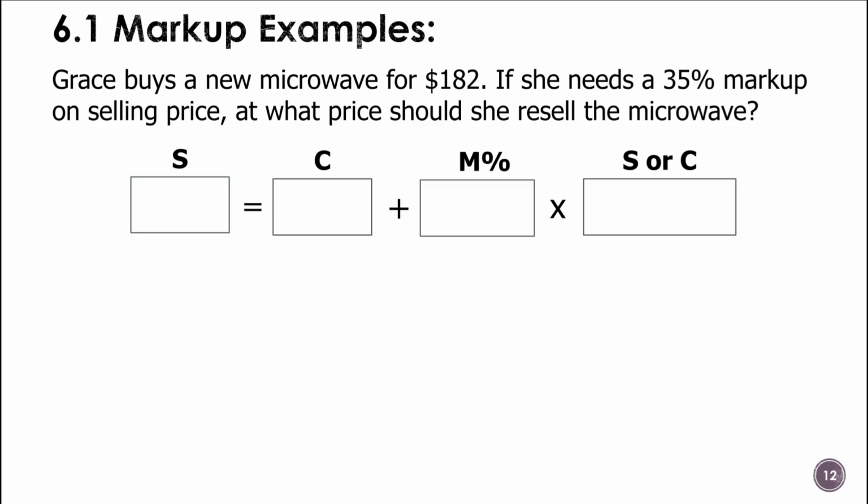All right, so here we are in 6.1 for hopefully the last video for this particular section. Let's take a look at this. Grace buys a new microwave for $182. She needs a 35% markup on selling price. At what price should she resell the microwave? So that means the $182 is her cost.